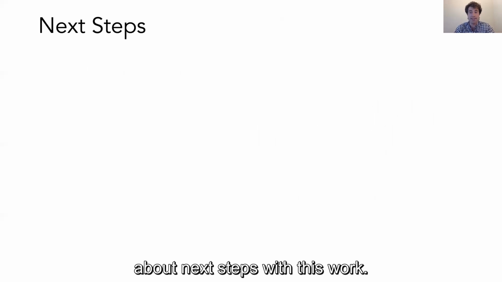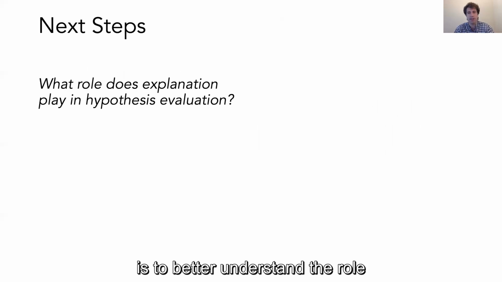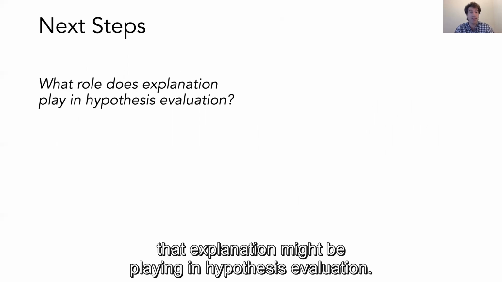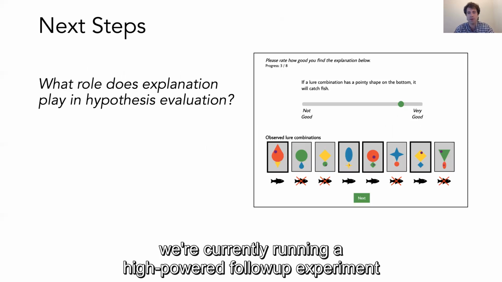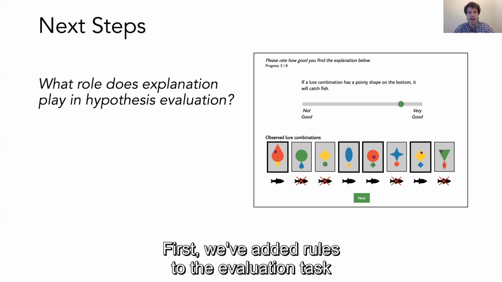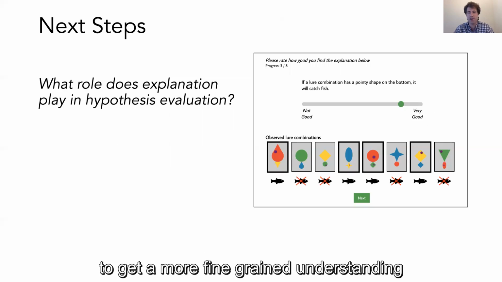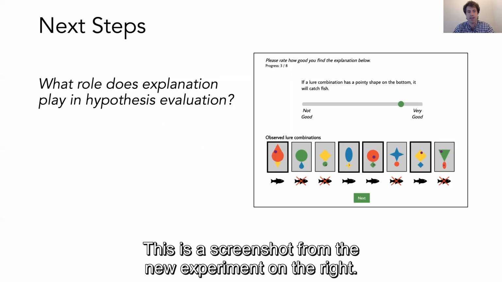So now I'll talk a little bit about next steps of this work. The primary challenge raised by our results is to better understand the role that explanation might be playing in hypothesis evaluation. So to address this, we're currently running a high-powered follow-up experiment that's similar to the one presented here, with a few key changes. First, we've added rules to the evaluation task to get a more fine-grained understanding of how explainers evaluate rules that vary in their evidence and explanatory virtues. This is a screenshot from the new experiment on the right.